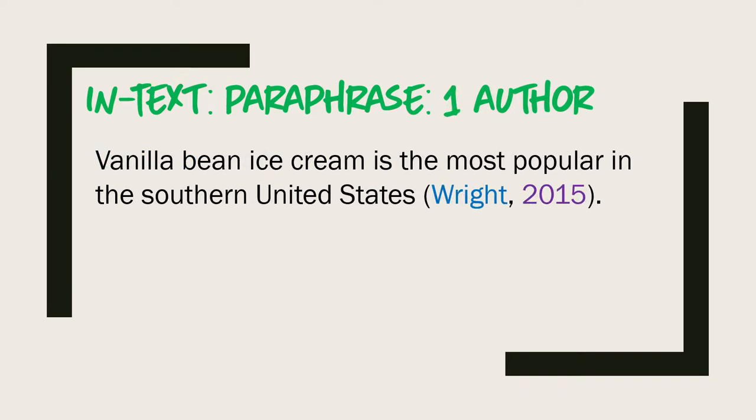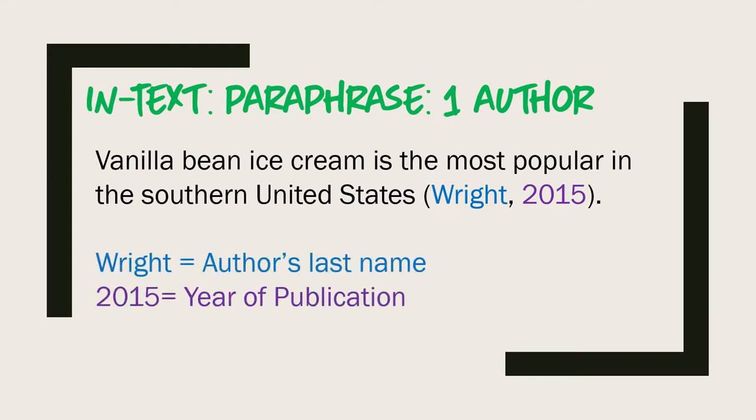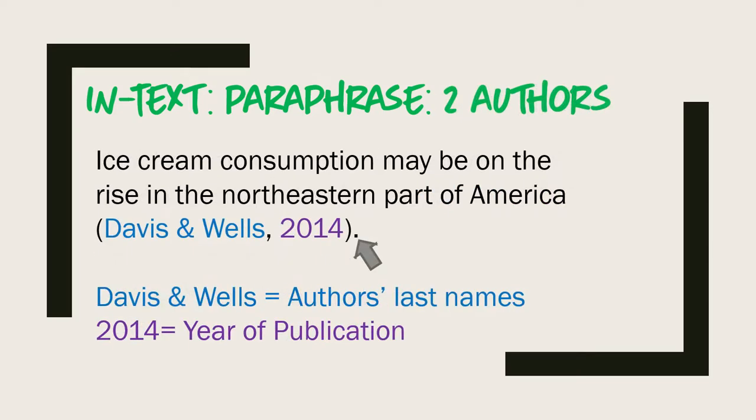There is another way you can write in-text citations. Instead of writing the name within the sentence itself, you can just include the citation at the end of the sentence. Let's look at our previous examples. Vanilla bean ice cream is the most popular flavor in the southern United States. Wright, 2015. Ice cream consumption may be on the rise in the northeastern part of America. Davis and Wells, 2014.